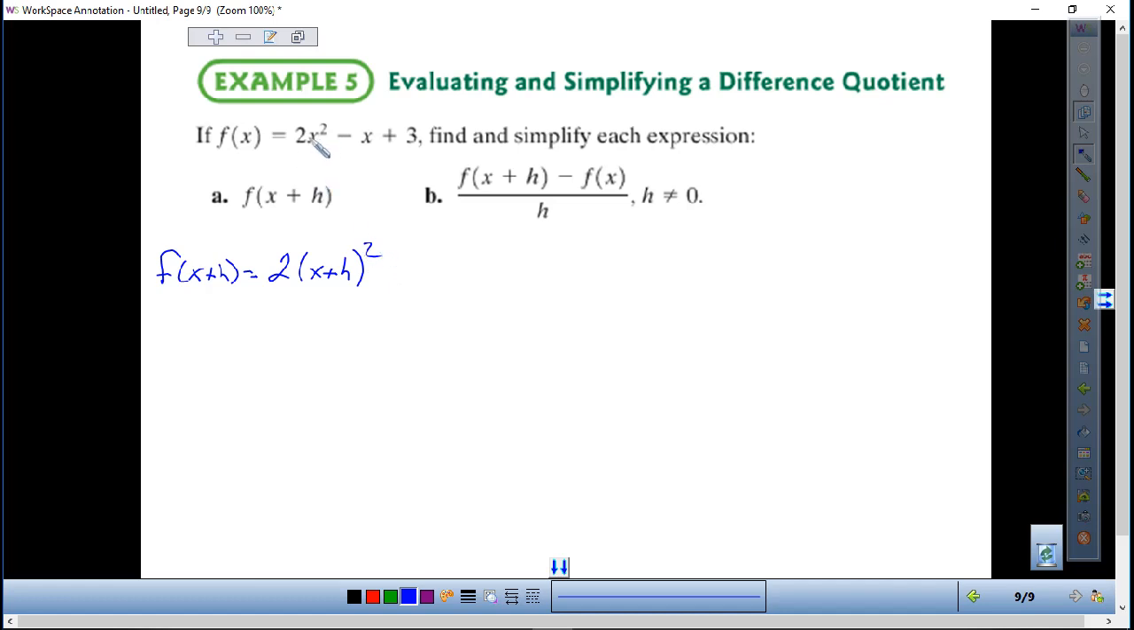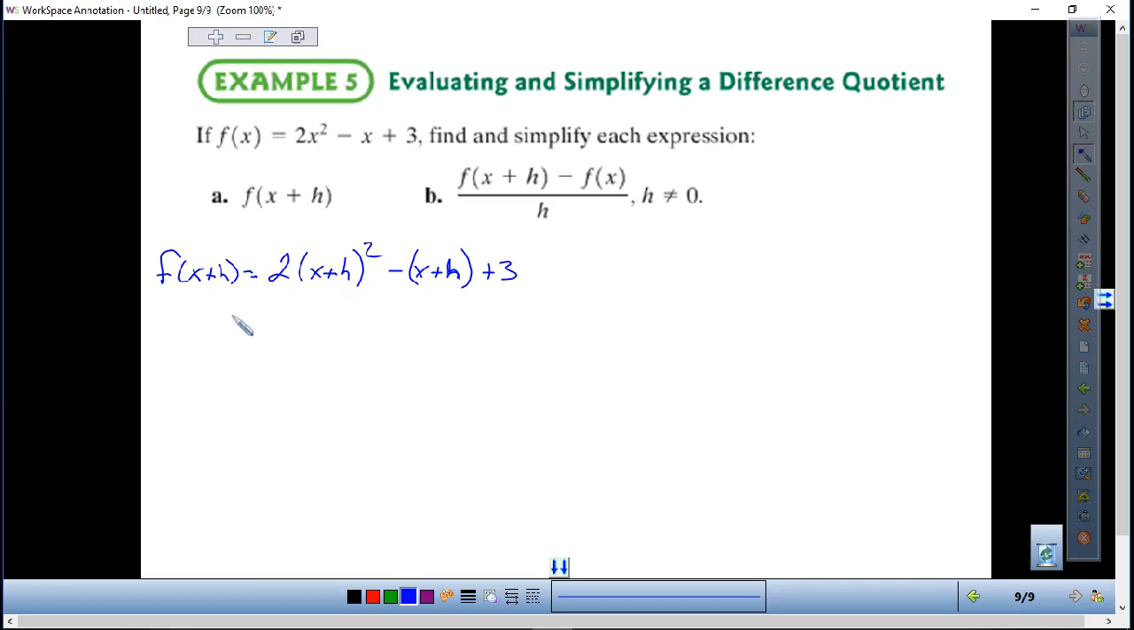squared, that's taking the place of this x, minus x plus h, put that in parentheses, taking the place of this x. The reason in parentheses is I'm subtracting the whole thing. We need to subtract x and subtract h. If you leave those parentheses off, guess what you're going to do? You're going to end up adding h and you're going to get the wrong answer. And then plus 3.